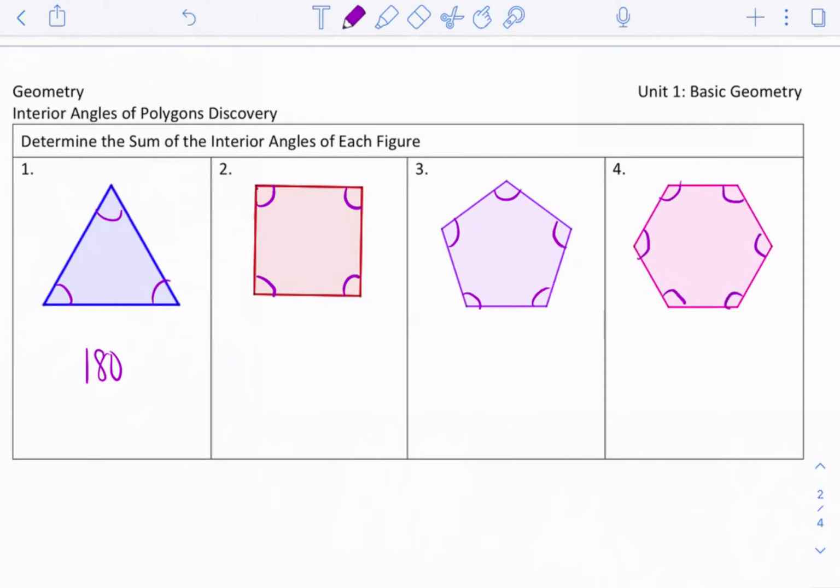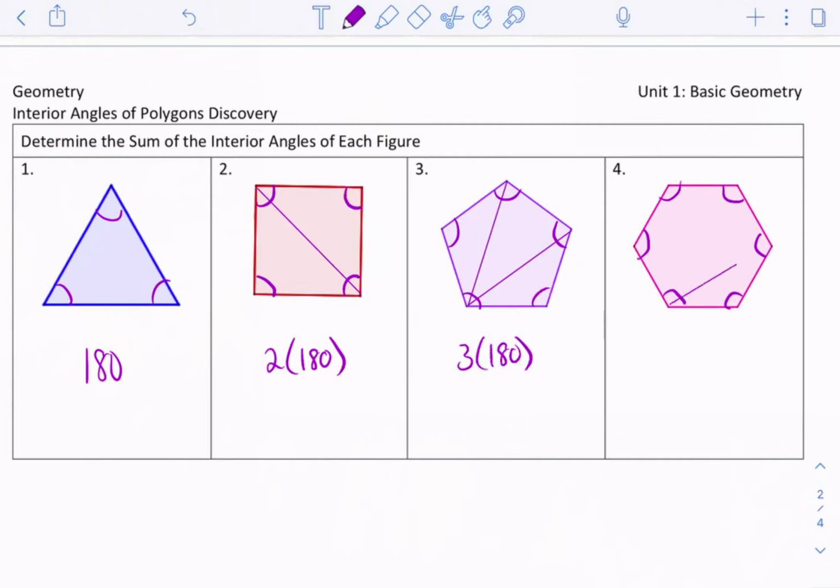If you can cut a shape from vertex to vertex where you get triangles, look how many 180s I have here. I have 2 triangles. So 2 triangles means I have 2 180s. Then looking at the next picture, watch this. So I'm going to make as many triangles as I can, from vertex to vertex. Look at that. I made 3 triangles, so I have 3 180s.